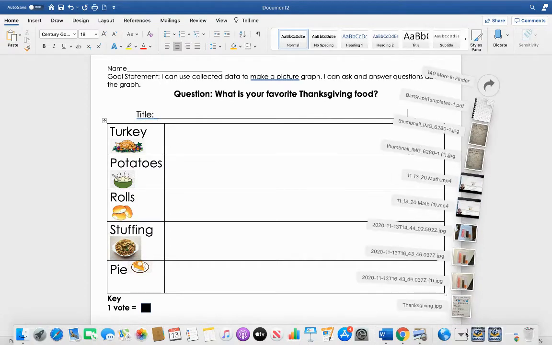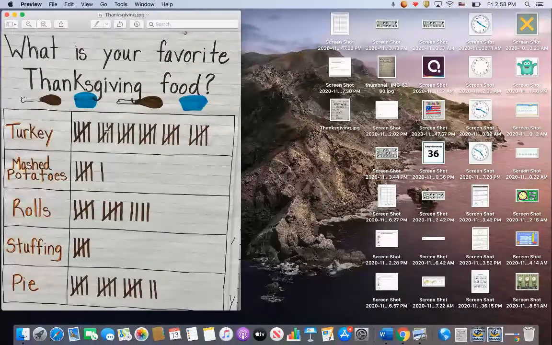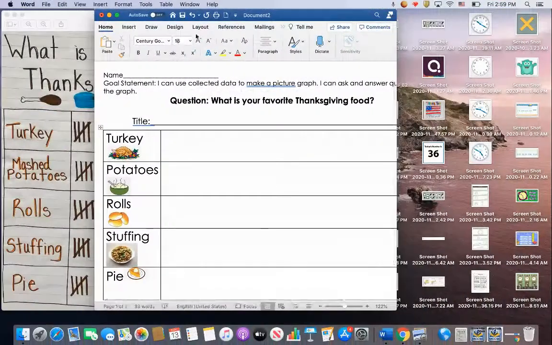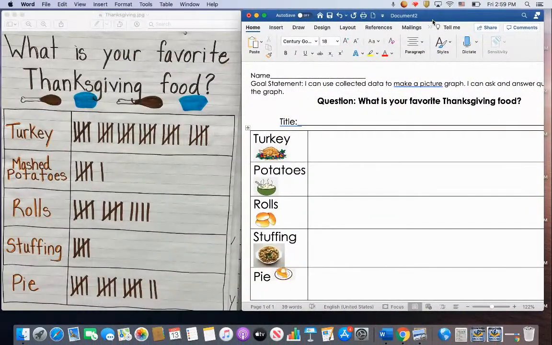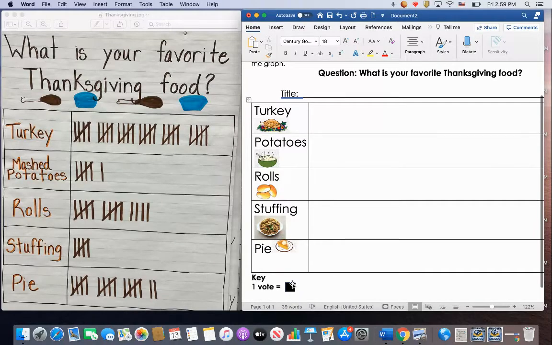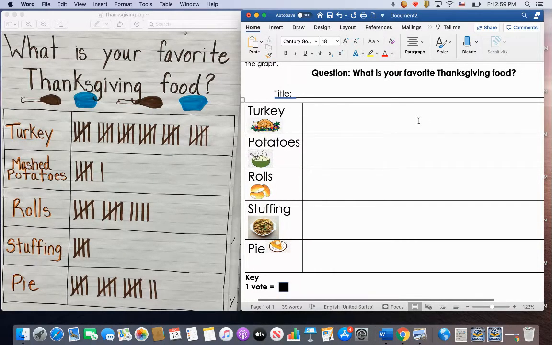The picture that I just showed you. I see 5, 10, 15, 20, 25, 30 tally marks for turkey. You're going to count all the tally marks and then you're going to put it in. Let me make these smaller so that we can share the screen. Okay. So here's my picture graph. I've done a picture of each of the foods, but down here where it says key, it's just a small square. One square is going to equal one vote. For example, if I see that turkey got 30 tally marks, then I'm going to show that on my picture graph by drawing 30 small squares.